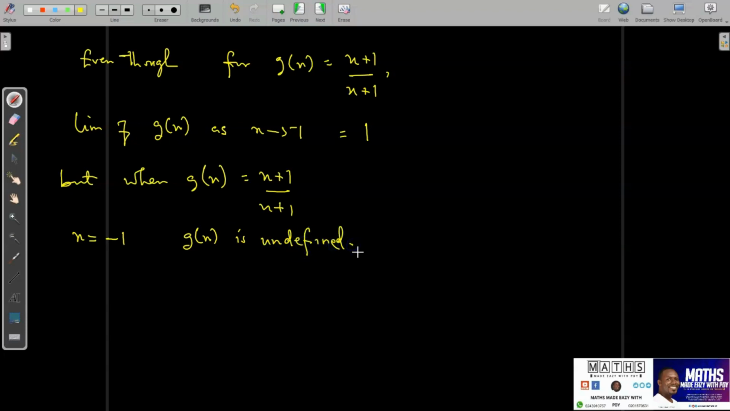Please, are you clear with what I've written there? Even though for g of x equal to x plus 1 over x plus 1, the limit of g of x as x approaches negative 1 is equal to 1, when x is equal to negative 1, g of x becomes what? Undefined. Do you agree with me, please?